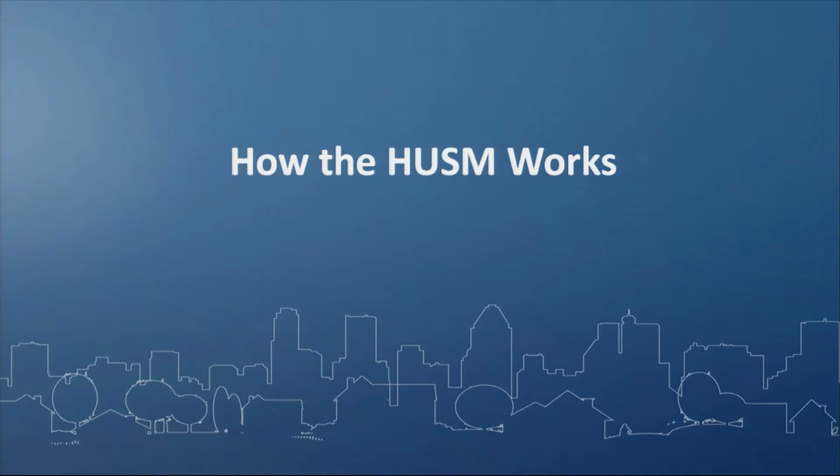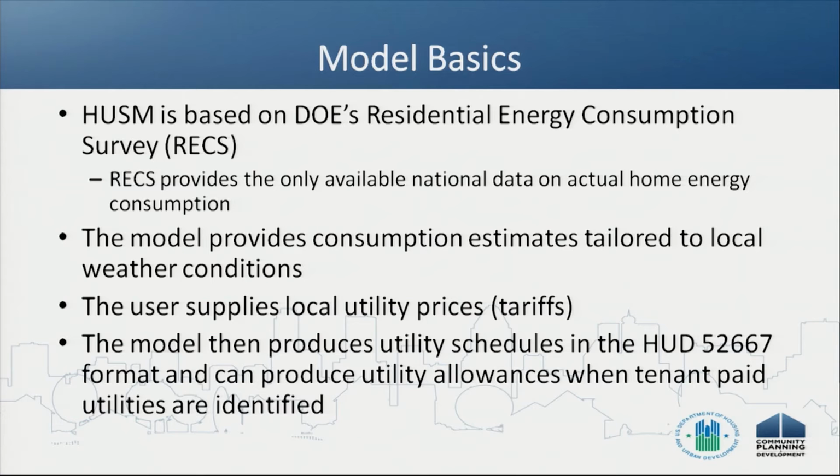How the HUD utility schedule model works. The HUD utility schedule model is based on the Department of Energy's Residential Energy Consumption Survey, RECS. RECS provides the only available national data on actual home energy consumption. The model provides consumption estimates tailored to local weather conditions. The PJ will supply local utility prices, also known as tariffs, and the model then produces utility schedules in the HUD 52667 format and can produce utility allowances when tenant-paid utilities and unit size are identified.